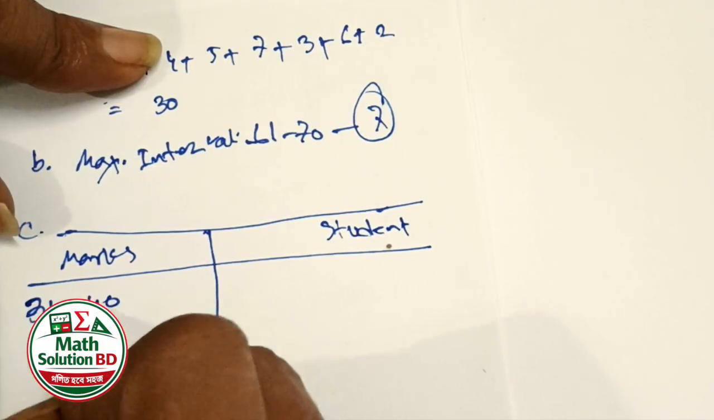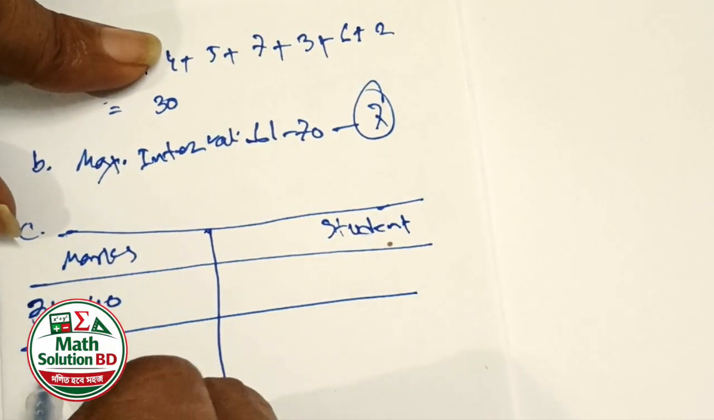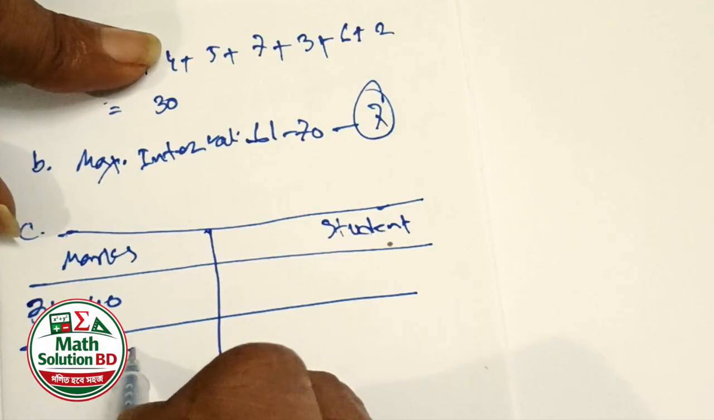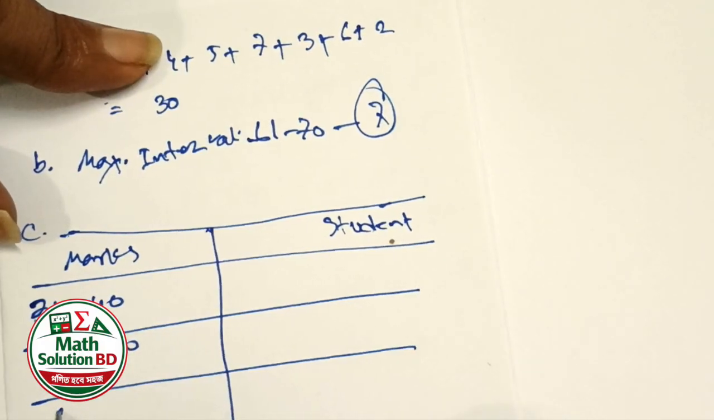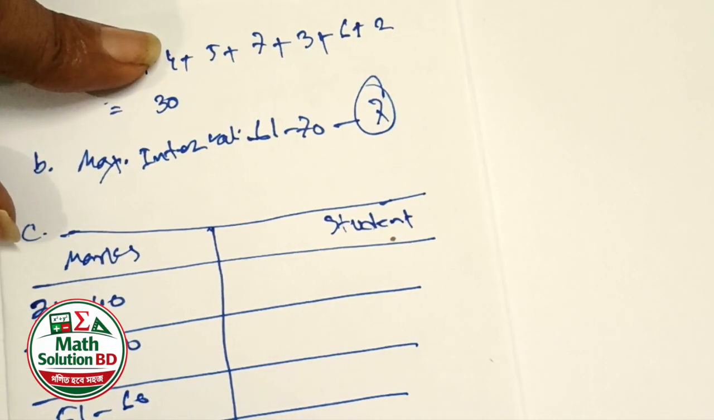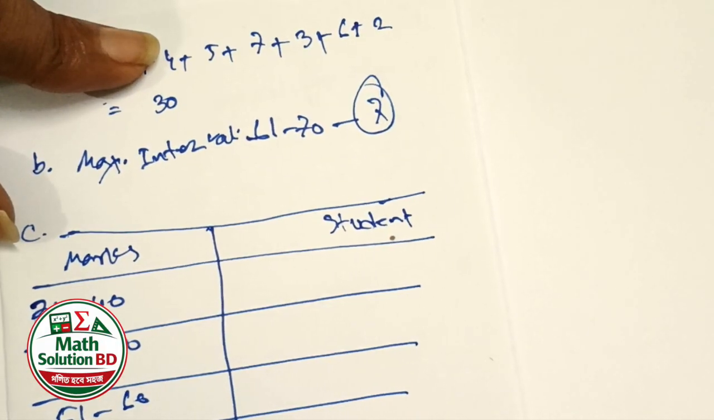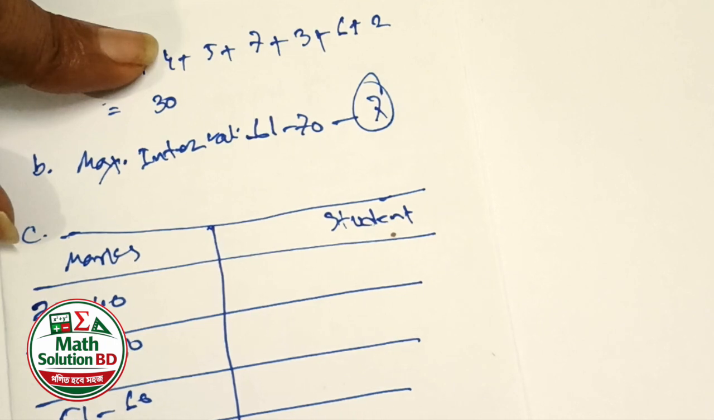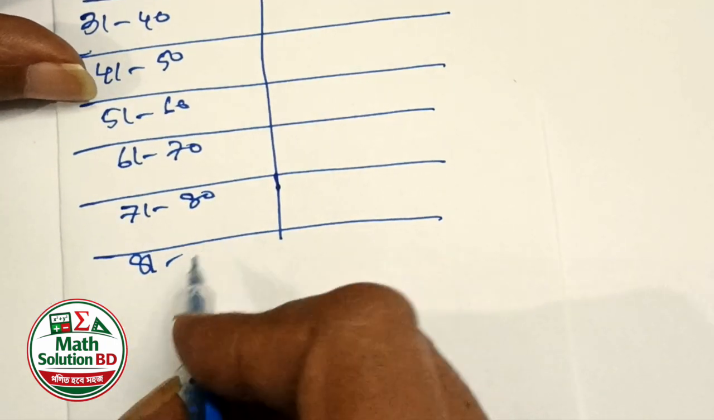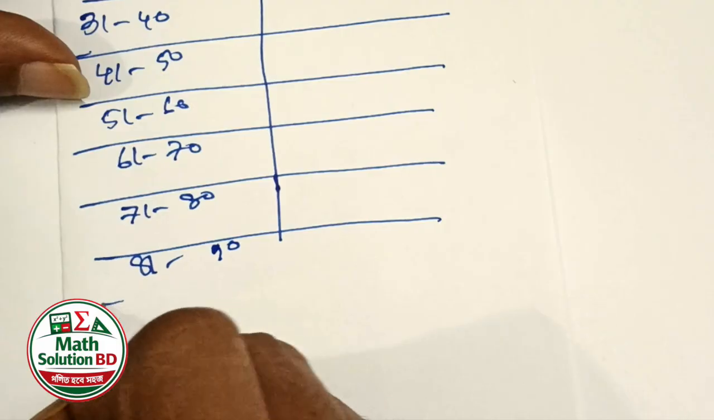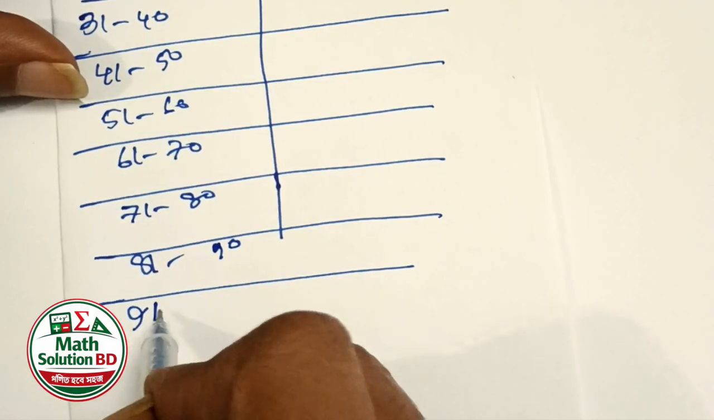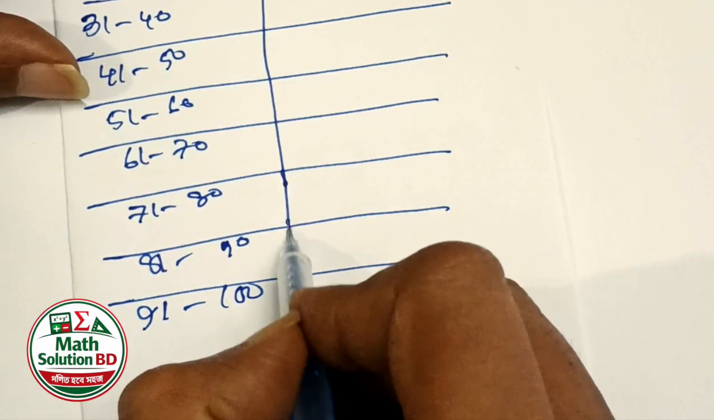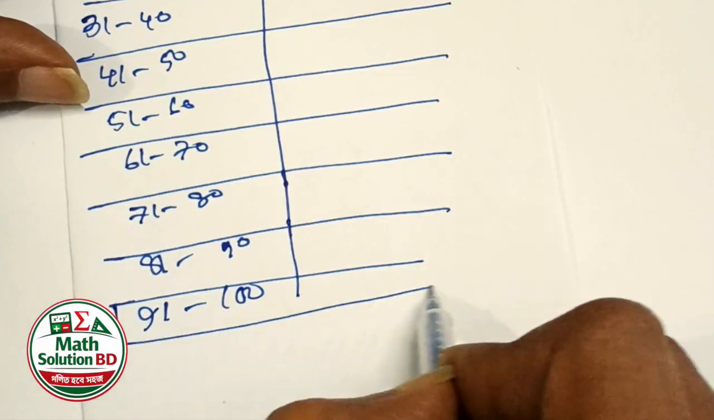31 to 40, 41 to 50, 51 to 60, 61 to 70, 71 to 80, 81 to 90, 91 to 100. This is the table.